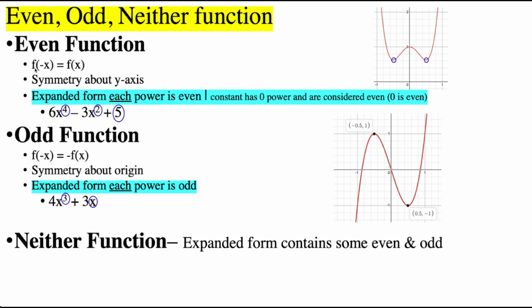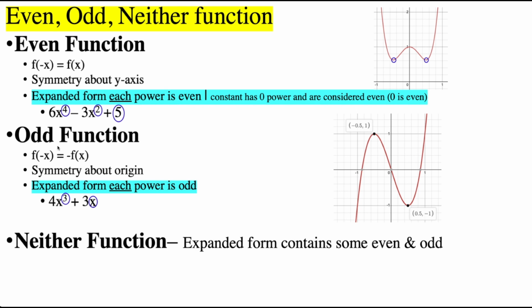With an even function, if f of negative x is equal to f of x, then it's an even function, and you have symmetry about the y-axis. So this right here is one example. Now this is the form that I like the best. It says expanded form: each power is even, and a constant has a zero power, and zero is considered even. Again, we're going to see both methods. In this example, 4 is even, 2 is even, a constant has zero power, and zero is even. Because of that, this is going to be an even function.